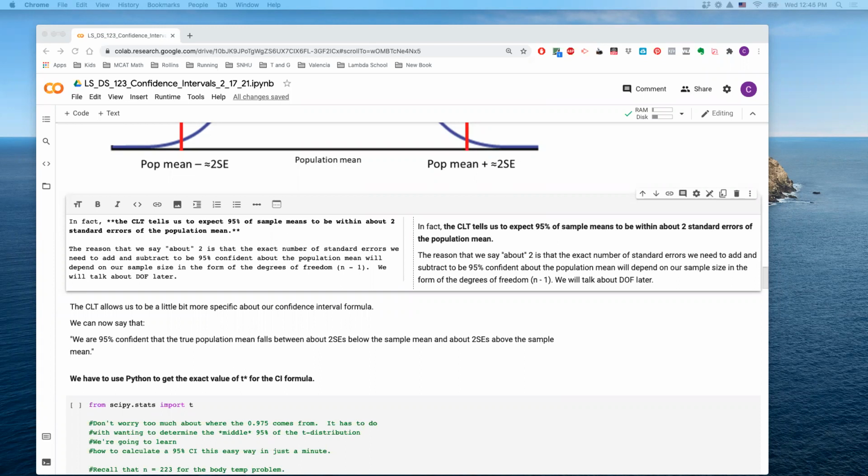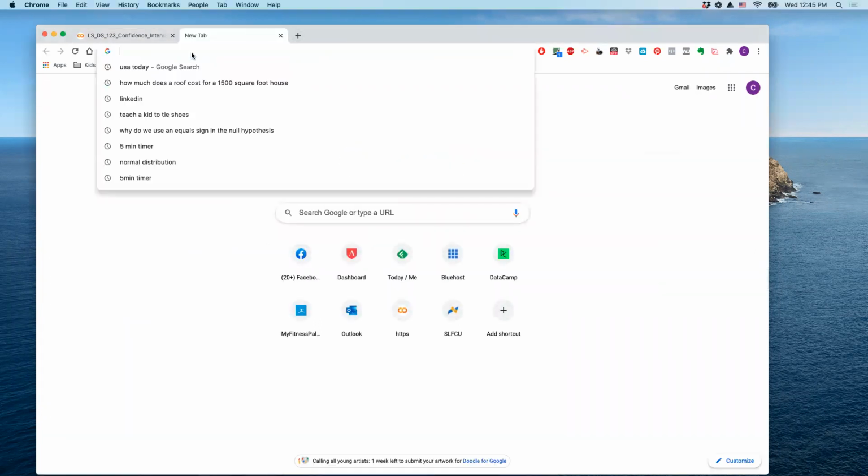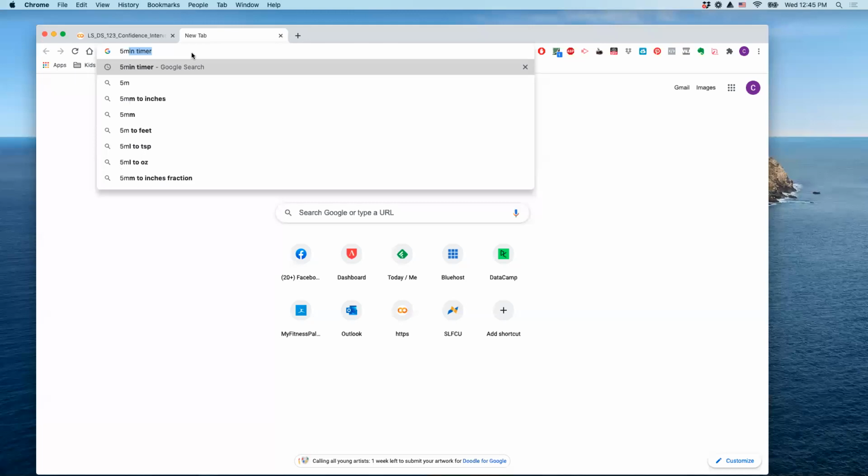Anybody else? Okay. So we'll break here and then we'll talk about how to actually calculate T star, and then we'll talk about the easy way to do all of this. Well, the easy-ish way.